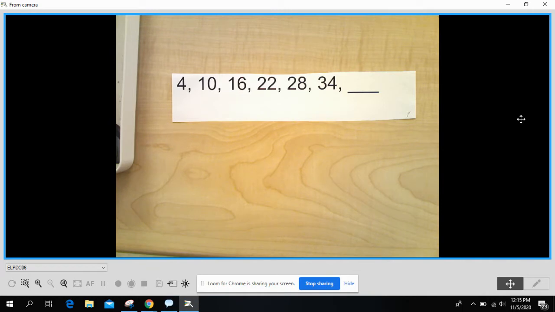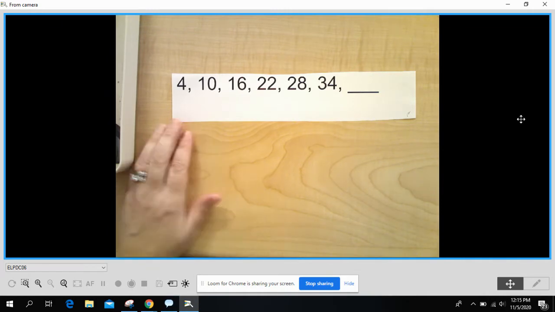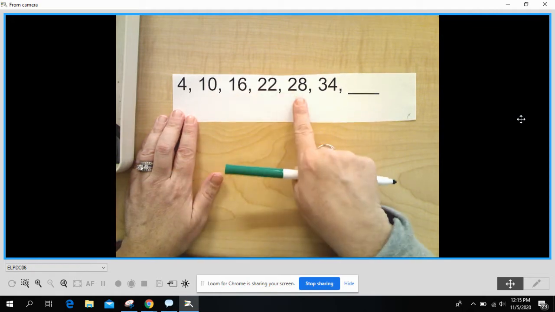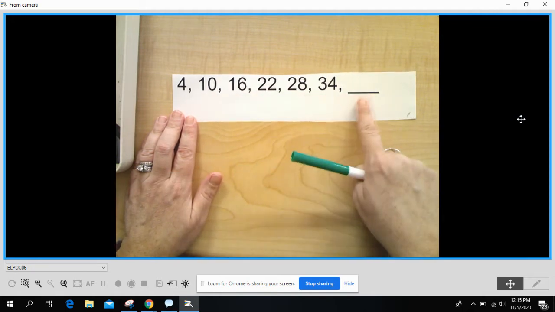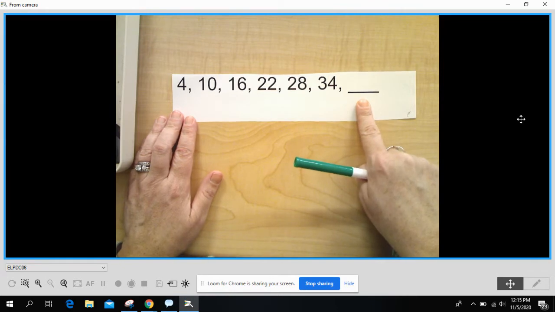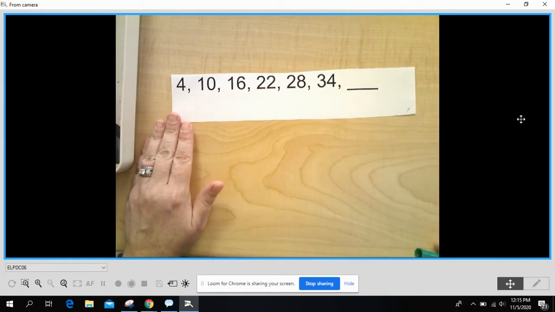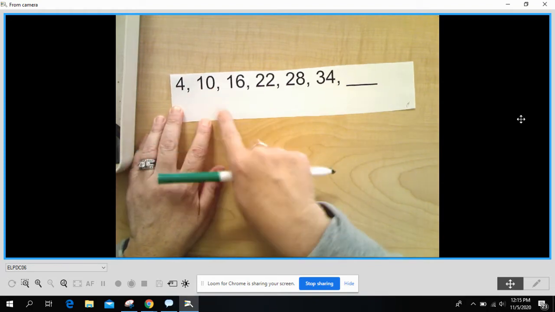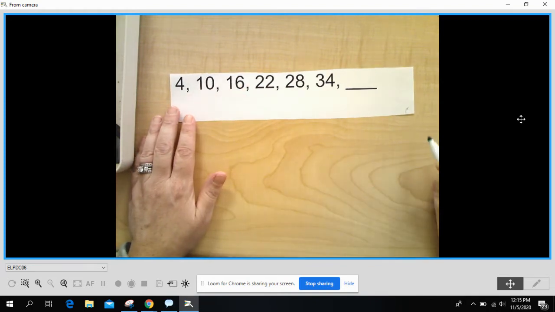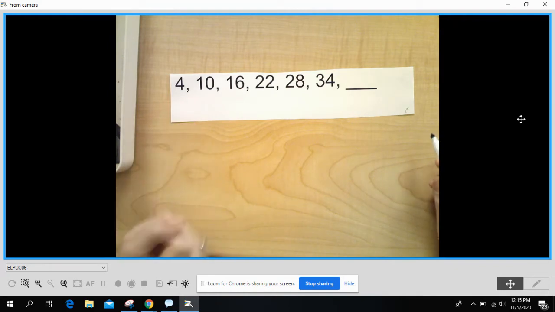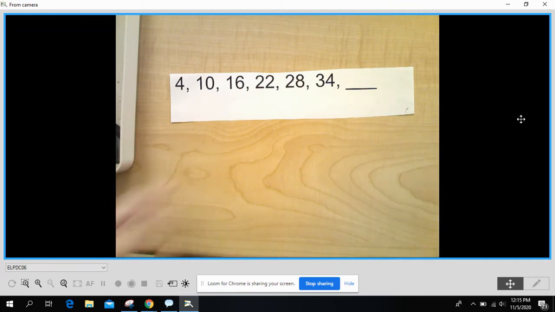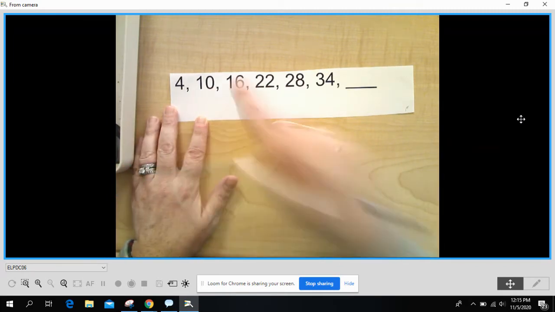So let's just jump right in and look at this first number pattern. As you can see, it goes 4, 10, 16, 22, 28, 34. And I have to figure out what comes next. Well, in order to do that, I have to determine the difference between these two numbers. And I can think of the word difference as in subtraction because I can use subtraction, but I can also think of the word difference as in what is different between the two of them.